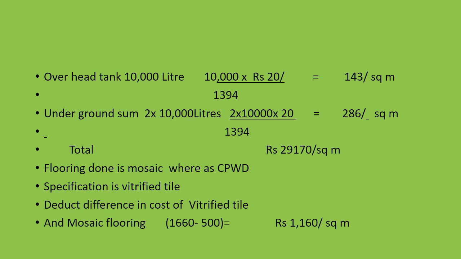As per the CPWD specification, the flooring has to be done with vitrified tile. In this particular flat, the flooring is mosaic. So the difference in cost of vitrified tile and mosaic flooring has to be deducted. The cost is assessed for vitrified tile at 1,660 per square meter and mosaic at 500, so the balance difference in cost, rupees 1,160, has to be deducted from the total of 29,170 per square meter.